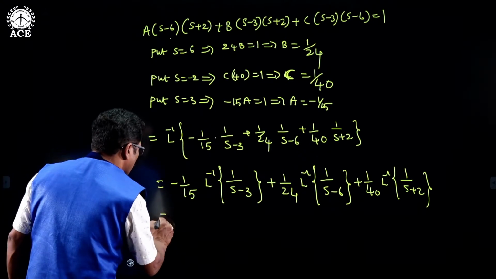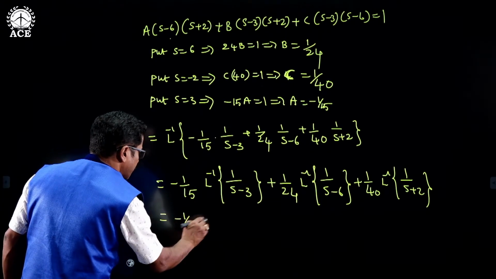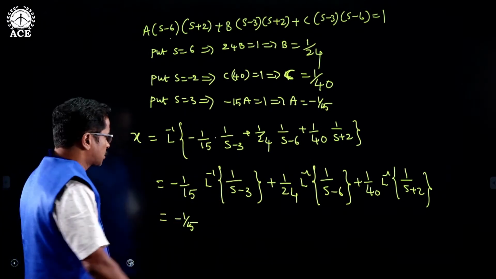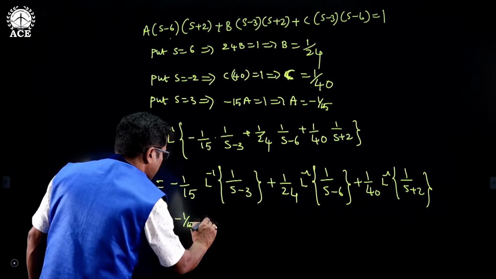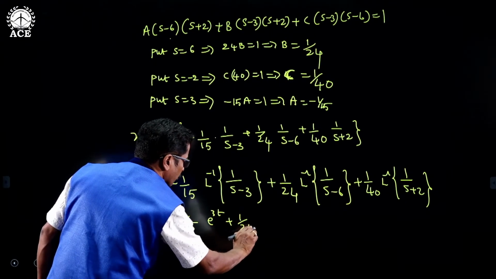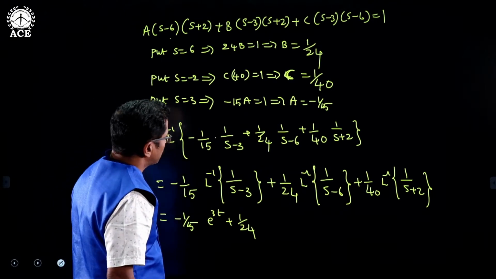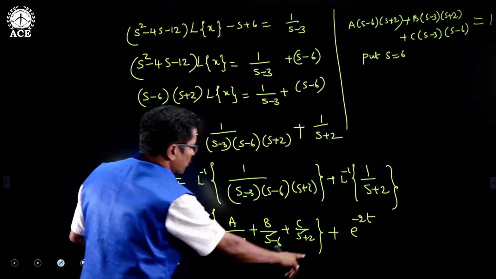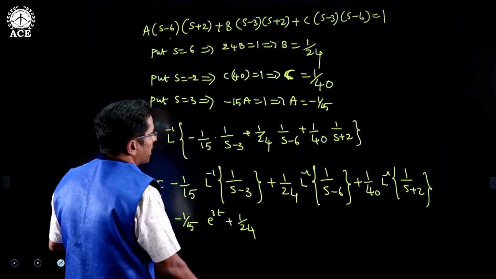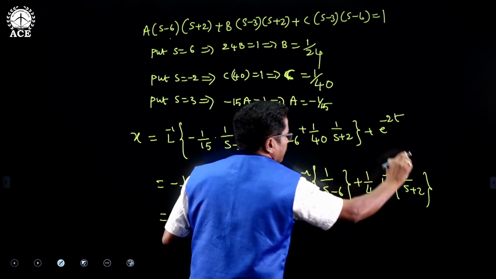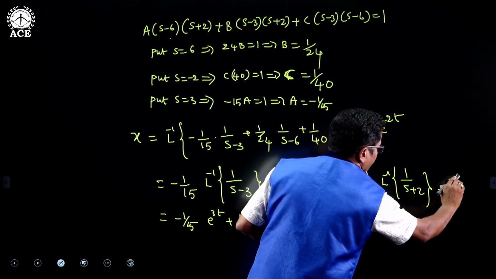So which is equals to minus 1 by 15. L inverse of 1 by s minus a is e power at. So L inverse of 1 by s minus 3 means e power 3t, plus 1 by 24, and one more thing here, plus e power minus 2t is there, na? That I have to write actually, plus e power minus 2t.